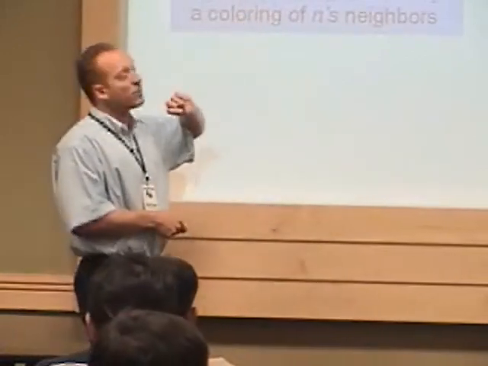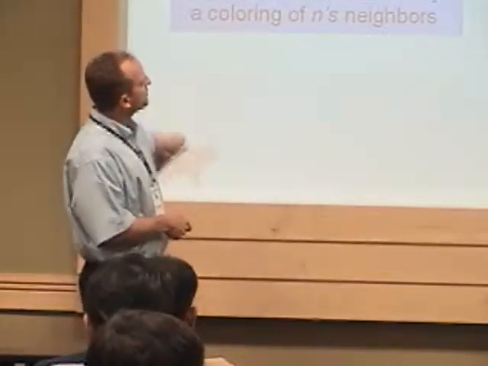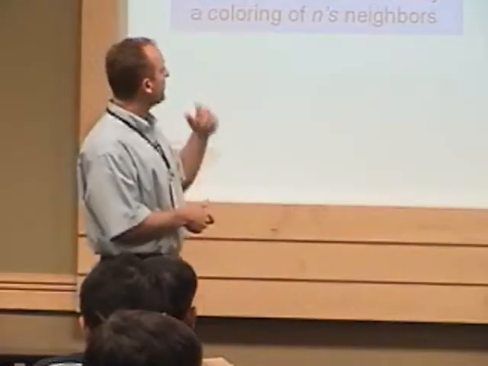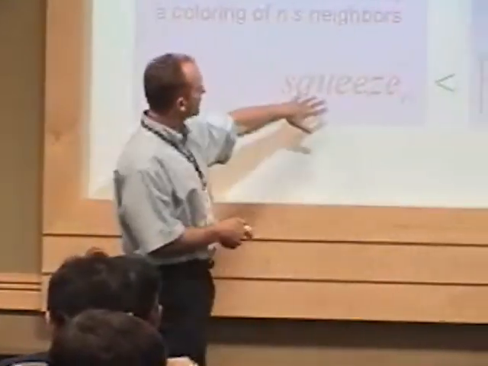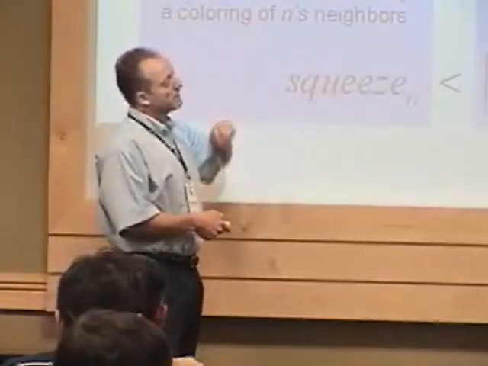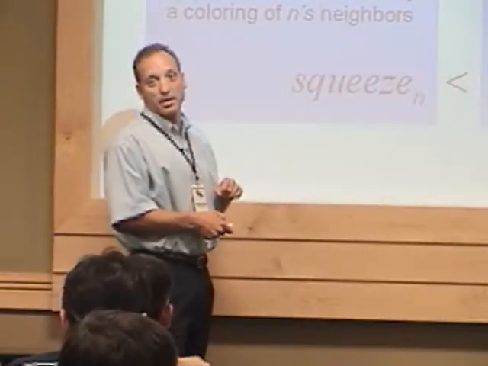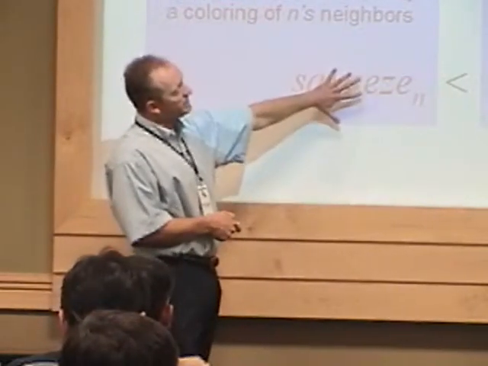Degree is no longer going to work for us. But what degree was representing was the maximum number of available registers that could be consumed by some coloring, a worst-case coloring of my neighbors. And what we need to do is come up with a way of calculating a value on this side, which we're going to call squeeze, which is exactly the constraints applied by the neighbors. This is where all the interesting stuff comes in.